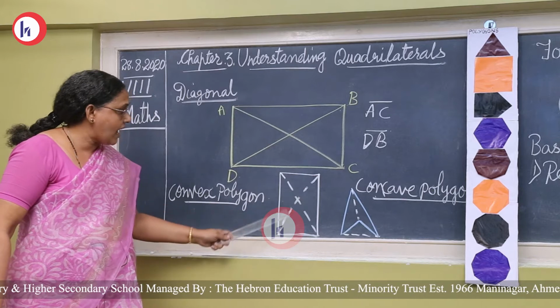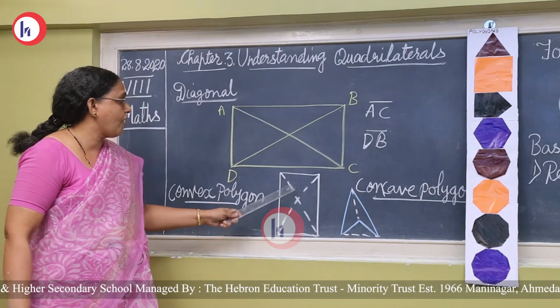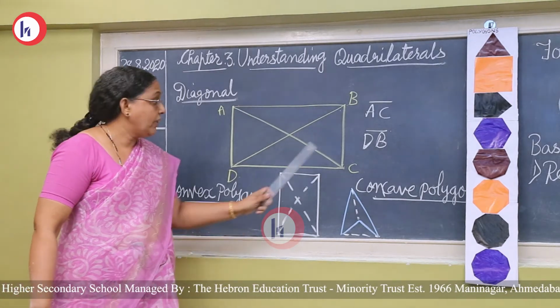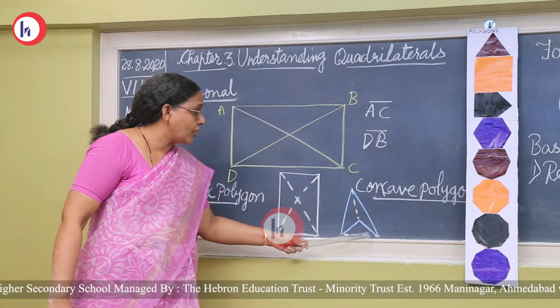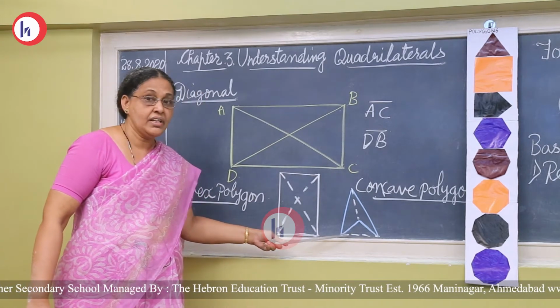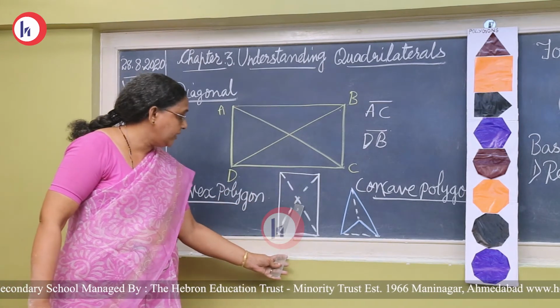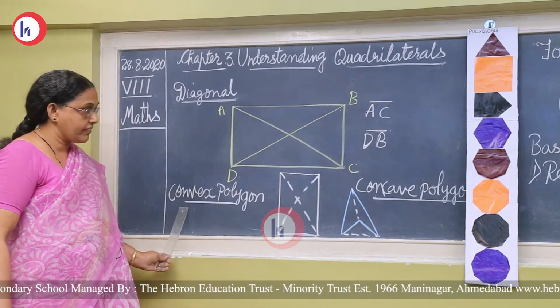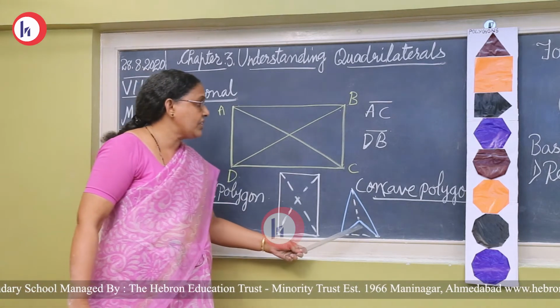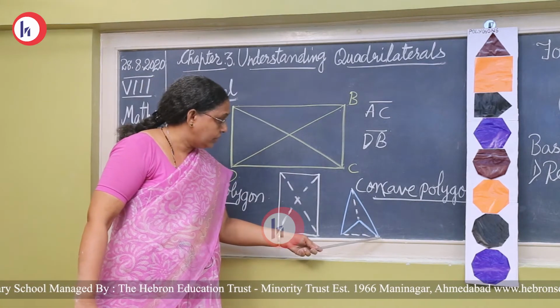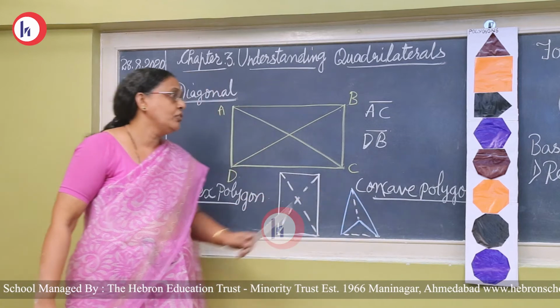Here the diagonals are interior to the given polygon. But here one of the diagonals is outside. So that is why the polygon whose diagonals are in the interior, we call a convex polygon, and the one whose diagonals are outside, we call a concave polygon.